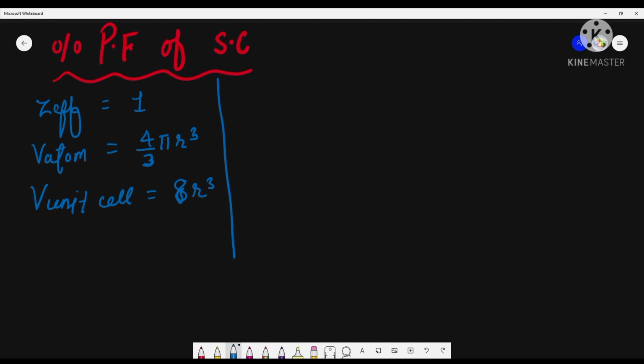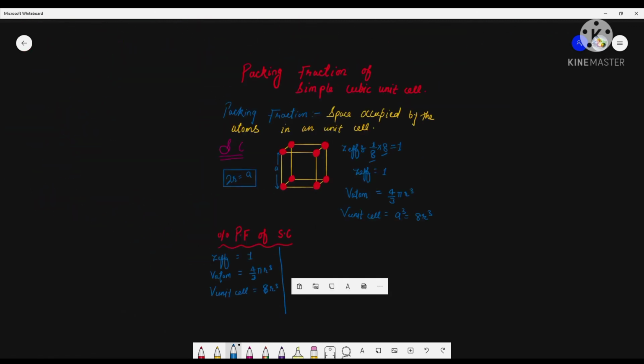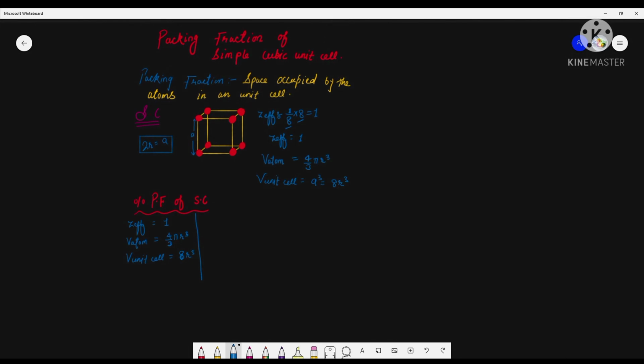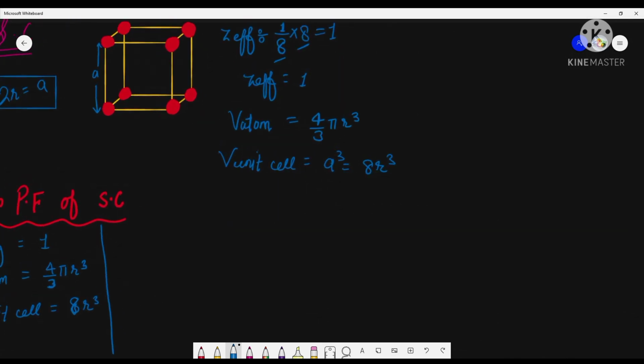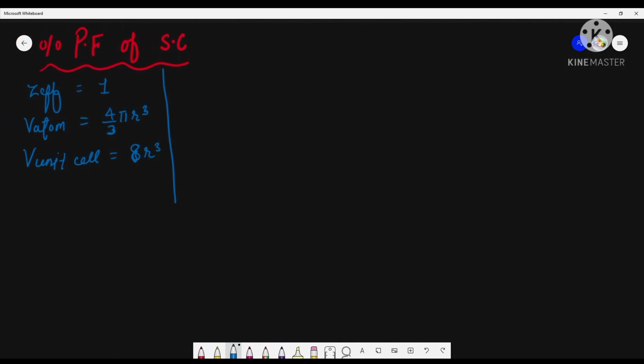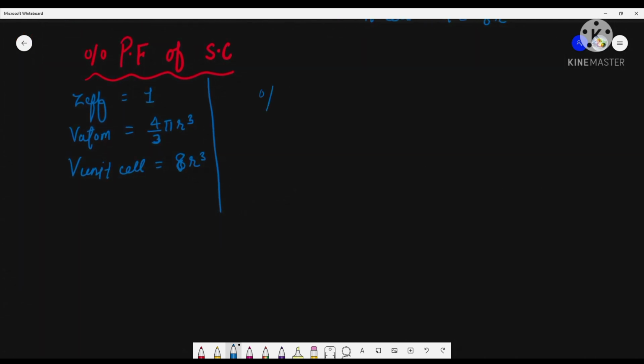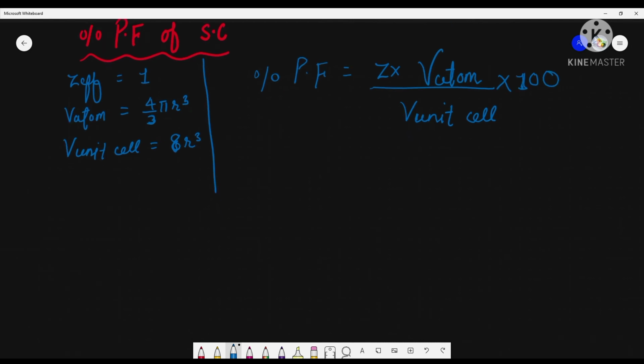Now we know, percentage packing fraction is what? Percentage PF, for simple cubic unit cell, equals Z into volume of atom by volume of unit cell into 100. Here we are finding a percentage, that's why we are multiplying it by 100.